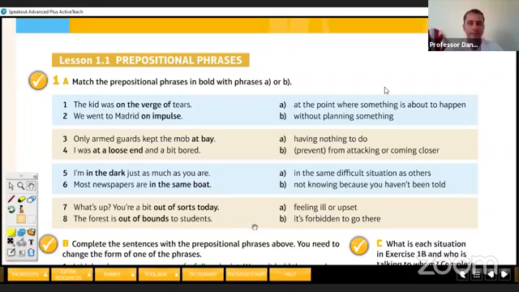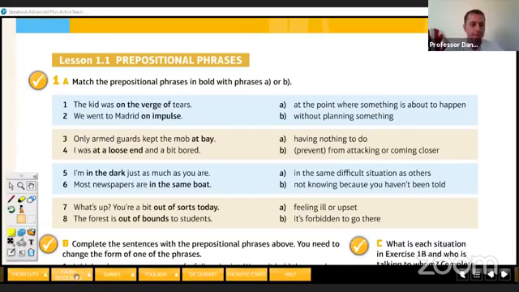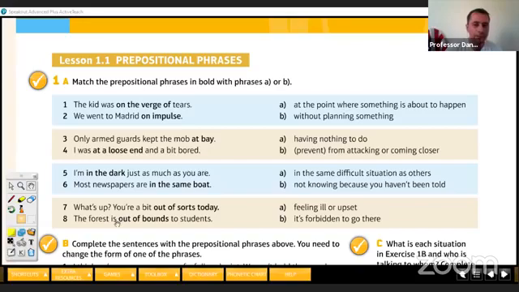A or B? Constanza said A. Okay, Fatima has just raised her hand. Okay, that's right. It's A.